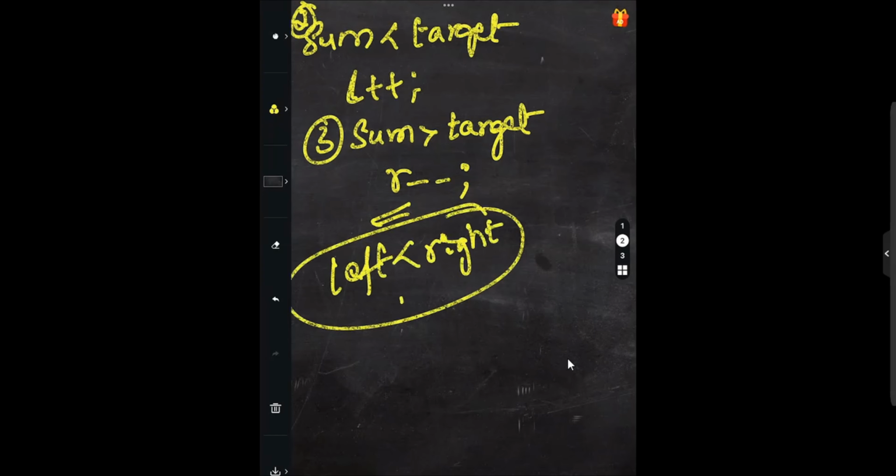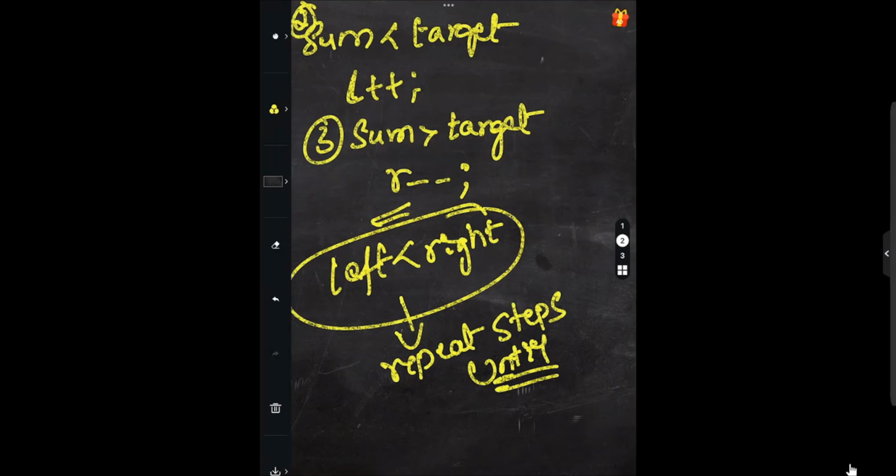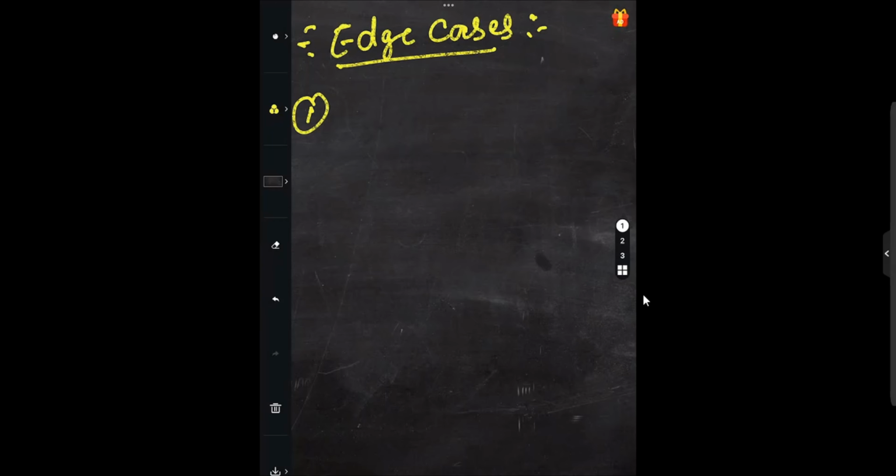We will repeat the steps until left is less than right. That's what we will do. This is the approach that we'll be going with. Next, we'll be discussing the edge cases. Then let's write the code. So let's see the edge cases one by one.